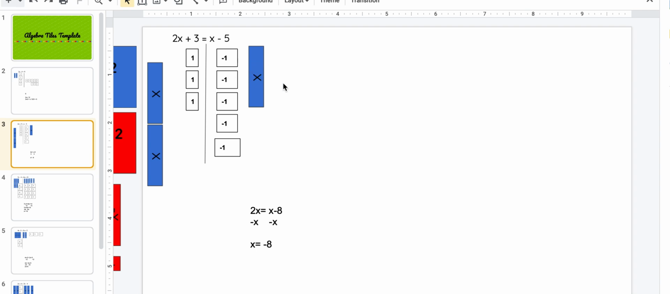Then we have to subtract x from this side, and subtract an x from the other side, and those would zero out. So then we just have x equals negative 8.